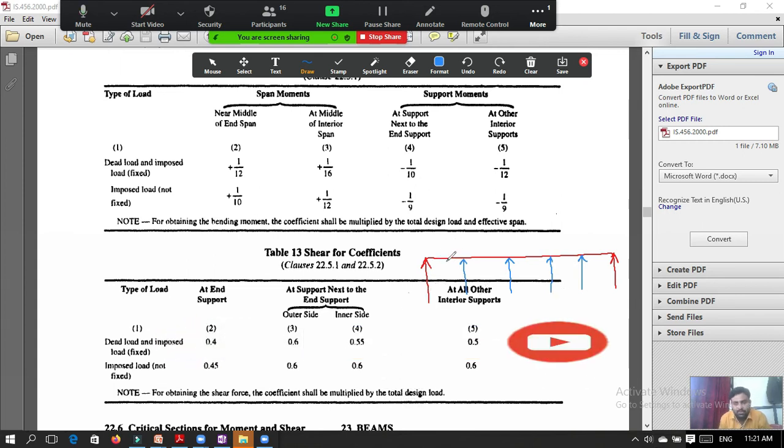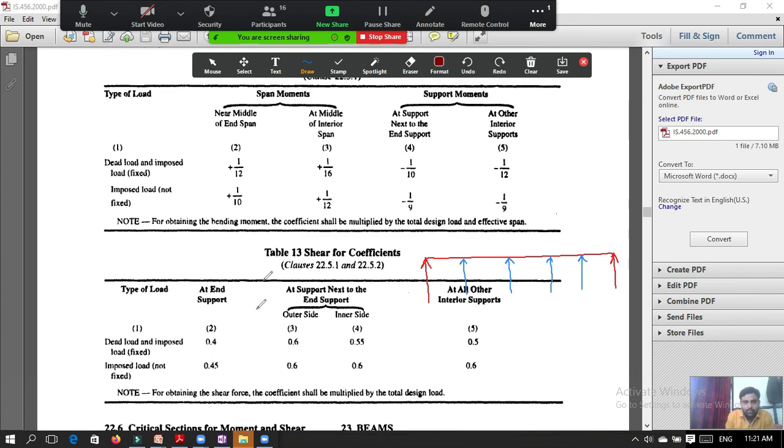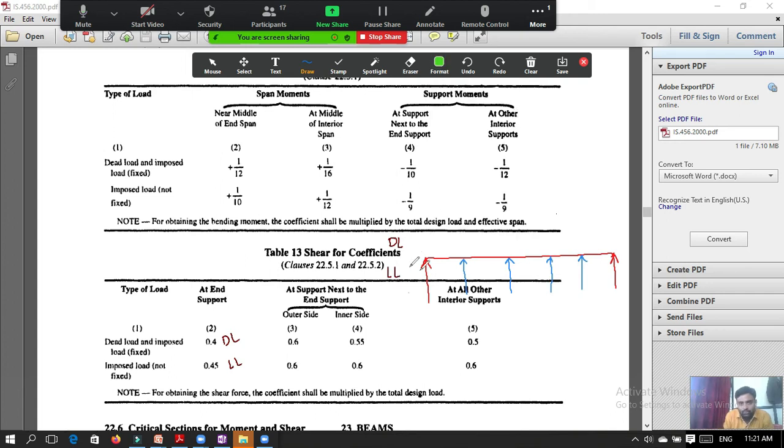This span is this portion. This span we call the end span. This is also our end span, and these are the intermediate spans. So now, what they are saying at the end supports: this is the dead load coefficient and this is the live load coefficient. Okay. So I will write dead load coefficient at the top and live load coefficient at the bottom. I will again choose different colors so you can distinguish.